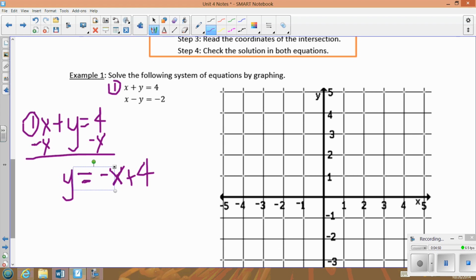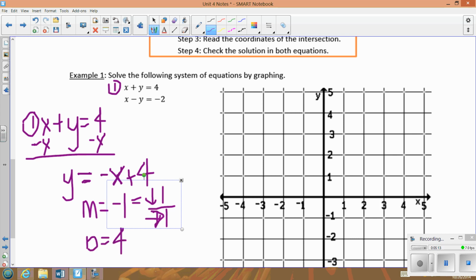And in the last unit, we did talk about some different ways. Remember, you could graph an equation by plotting points. You could graph an equation by its x and y intercepts. I'm going to use the slope-intercept form and graph by using the slope and the y-intercept. So my slope here is going to be -1. So that tells me down 1, right 1. And my y-intercept is going to be 4.